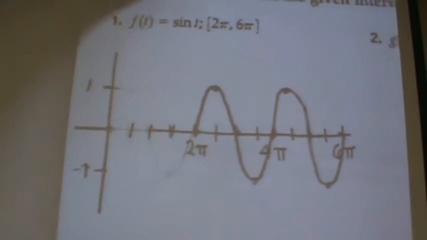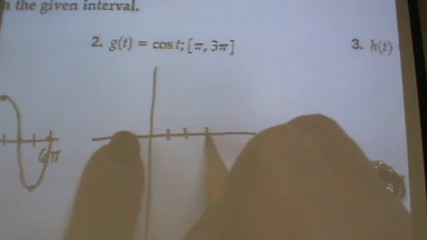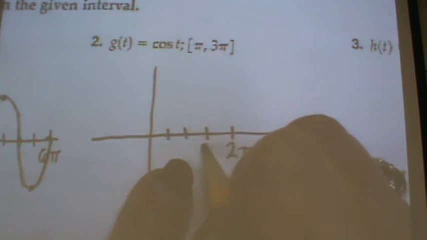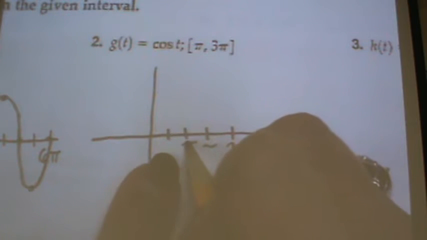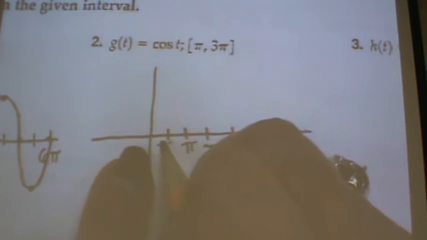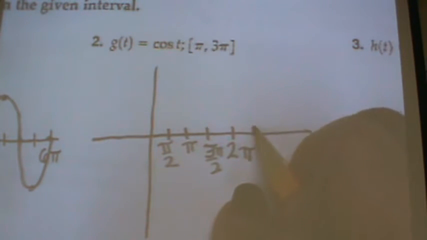So now this next one is asking you to graph from pi to 3 pi. So this is what I do. I make my graph. And I have 1, 2, 3, 4. That's 2 pi. This is going to be pi. This is pi actually. This is 3 pi over 2. And this is pi over 2. So then they want you to go to 3 pi. So 1, 2, that's 3 pi right here.